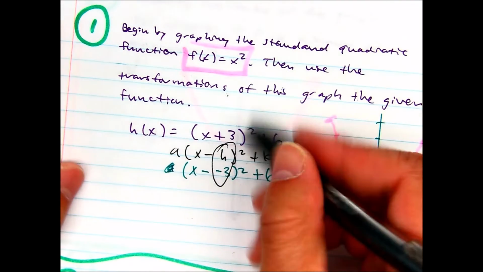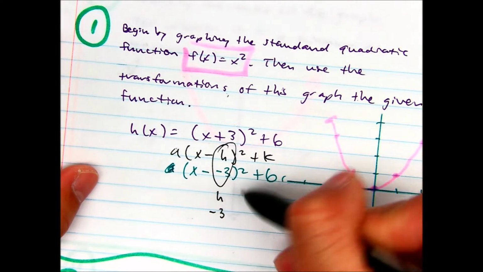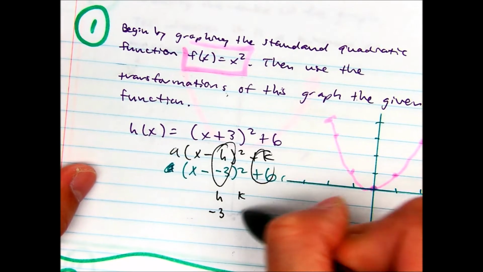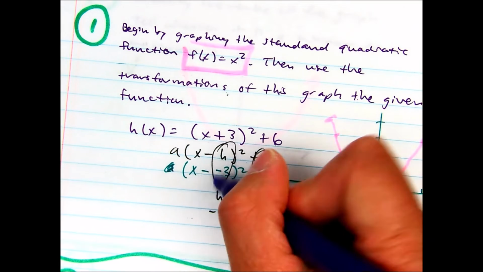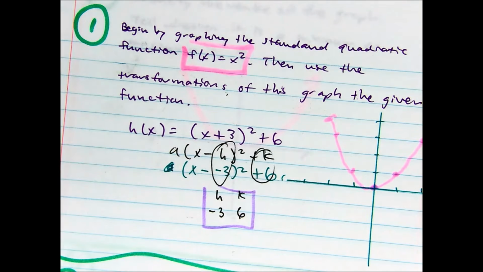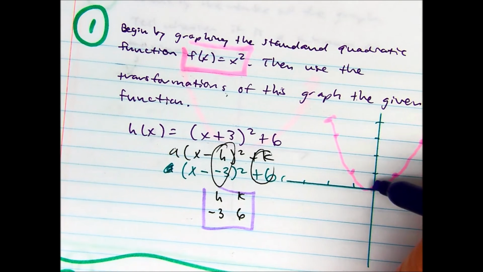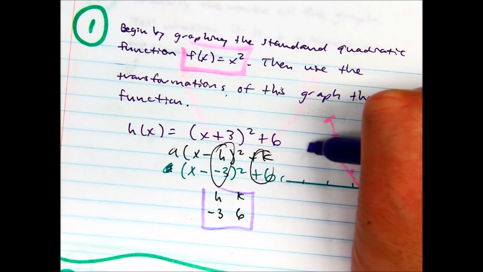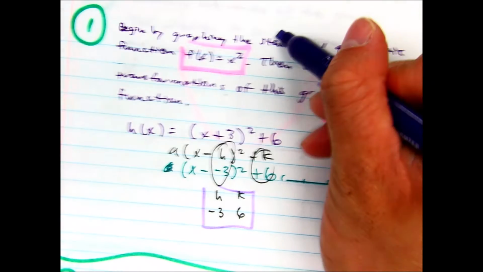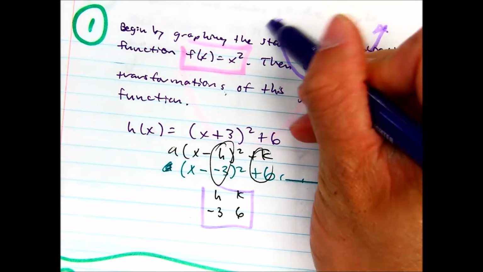And then from there, my h value is negative 3, and my k value is 6. So if I have negative 3, 6, 1, 2, 3, and then this is up 6, 1, 2, 3, 4, 5, 6. So my graph's going to look something like this.